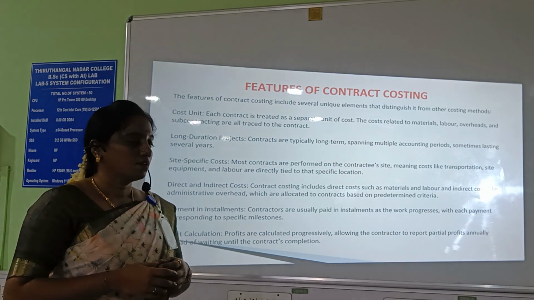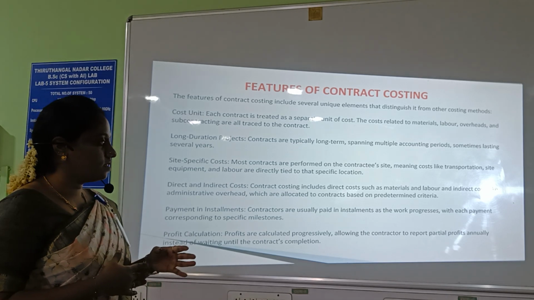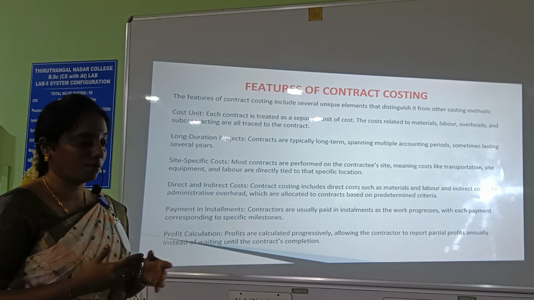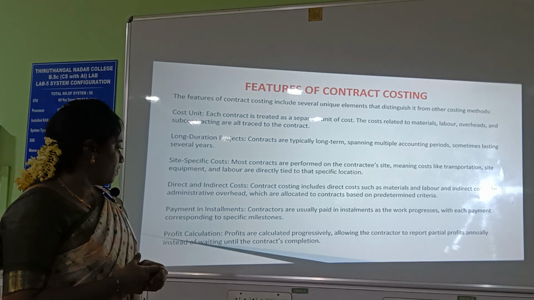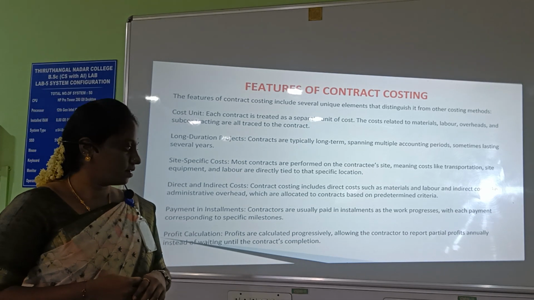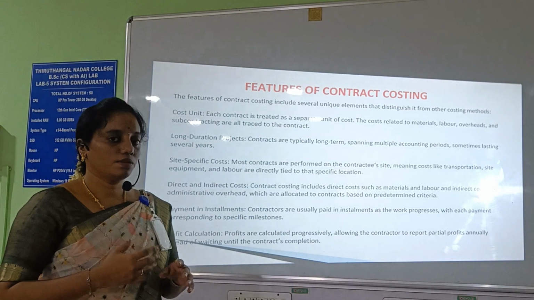Payment in installments. Contracts are usually paid in installments alone as the work itself extends over a long period. Profit calculation. Profits are calculated progressively, allowing the contractor to report partial profits annually instead of waiting until the work gets done.